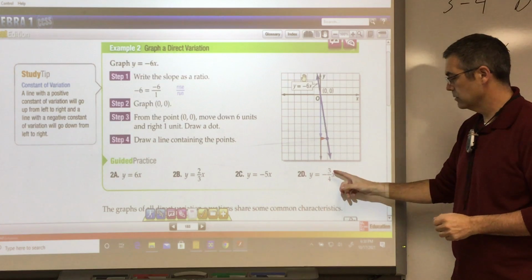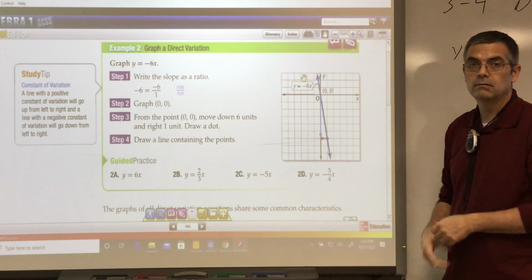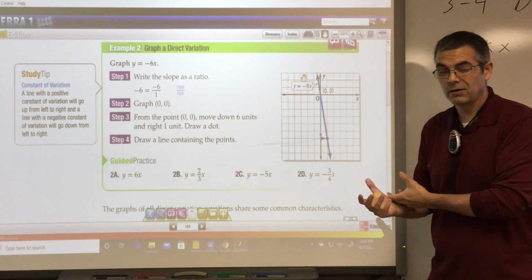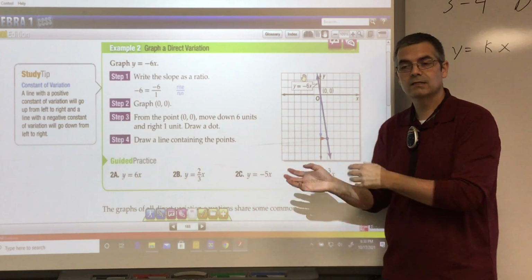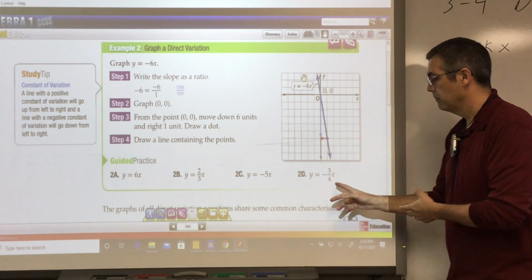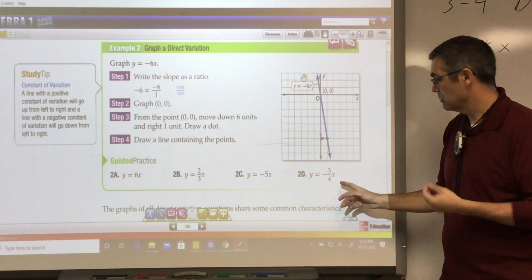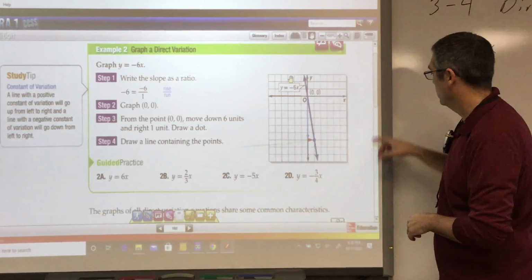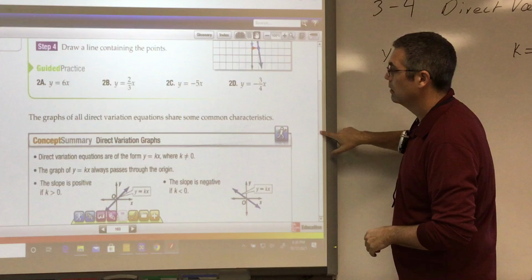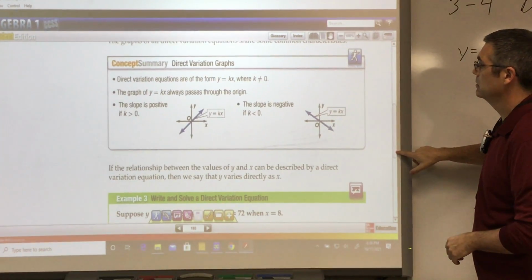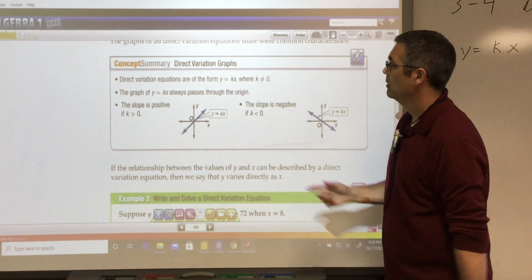Again, y equals kx. The k in this form, because it's a direct variation, don't ask me why they use k instead of m, I don't know, but it doesn't matter because it represents the same thing, all right? All right, and notice, same thing here.